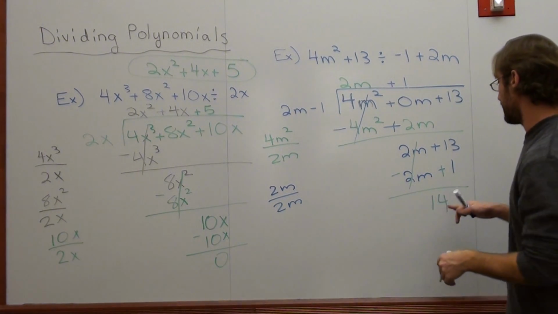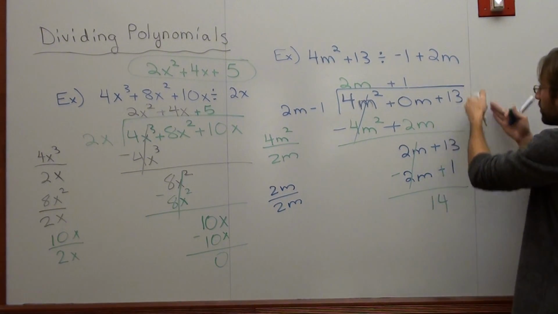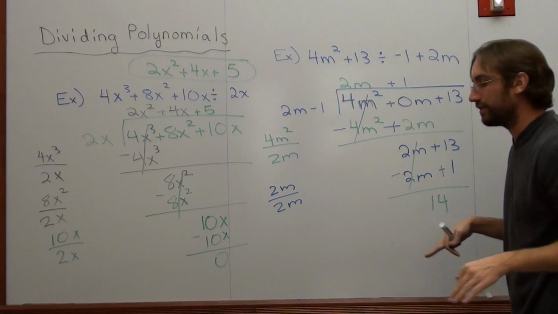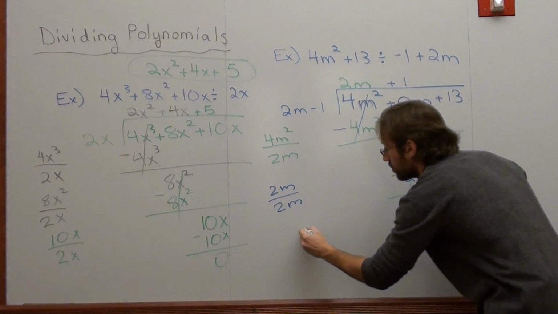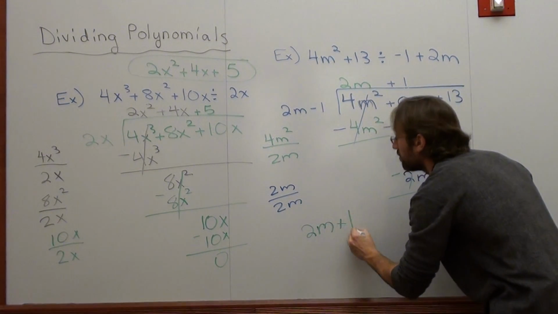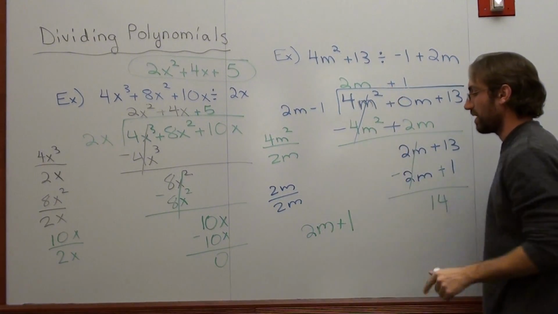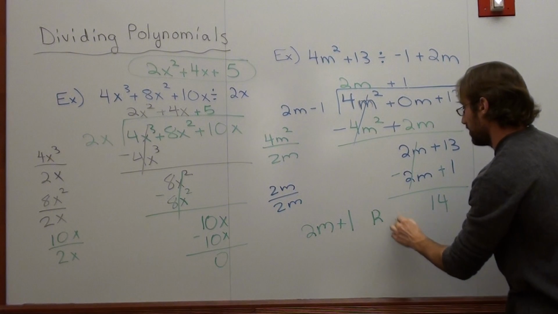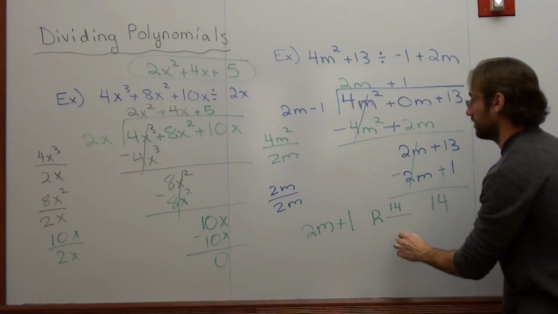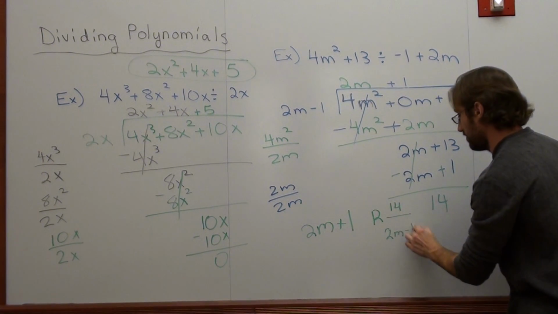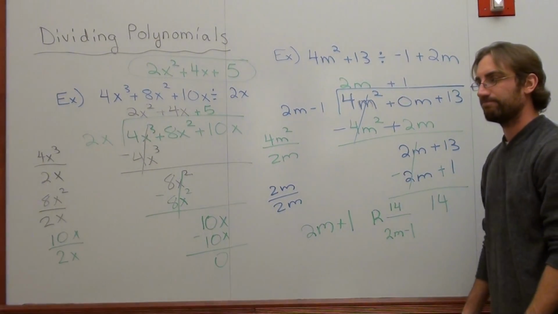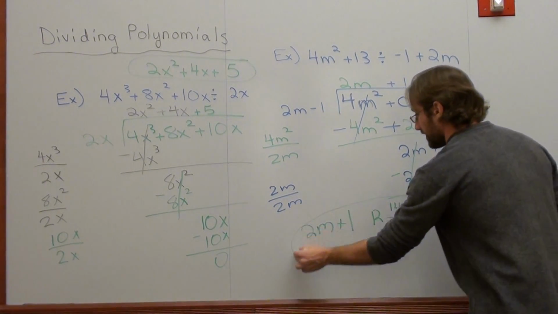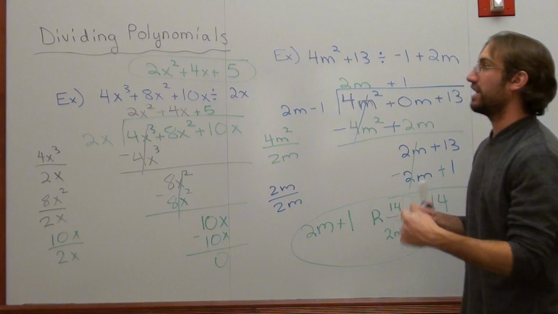So I have a remainder of 14, and I don't have any other terms to drop afterwards, so I'm done. My answer is 2m plus 1, which is right here. Then it's a remainder of 14 over 2m minus 1. That's it. That's an introduction into dividing polynomials.